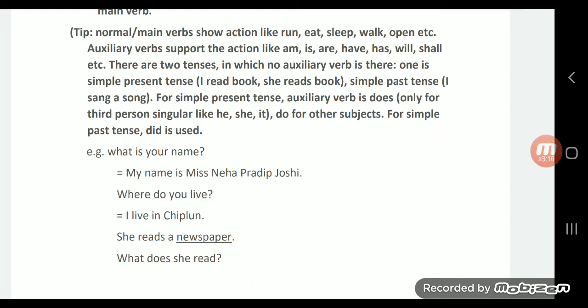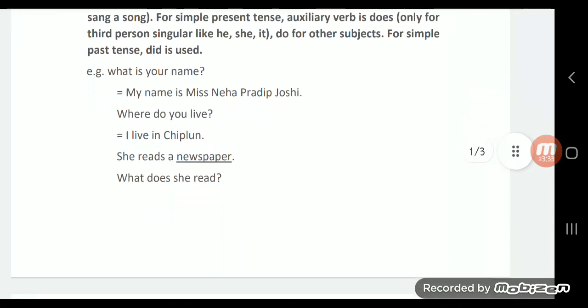Now see this. For does. She reads a newspaper. Simple present tense. आणि she आहे थर्ड पर्सन सिंग्युलर, देअरफॉर रीड प्लस एस. शी रीड्स अ न्यूजपेपर. याचाच मला क्वेश्चन करायचं असेल, आन्सर हवं आहे मला अ न्यूजपेपर, तर क्वेश्चन काय होईल? What does she read? ओके, आय होप इट इज क्लिअर टू यू.